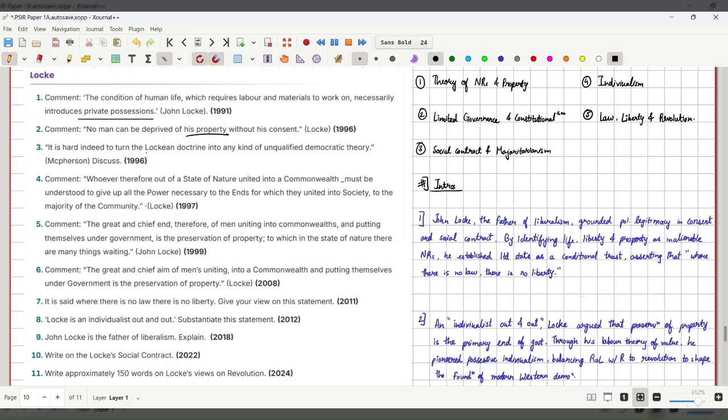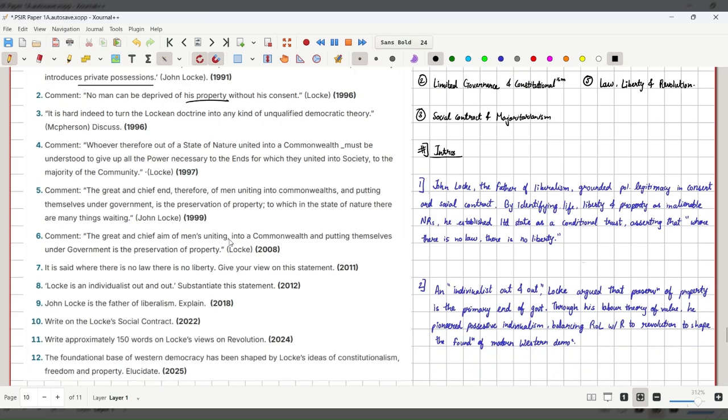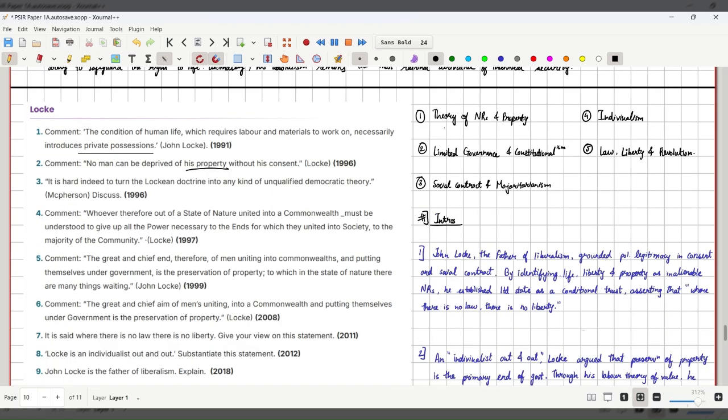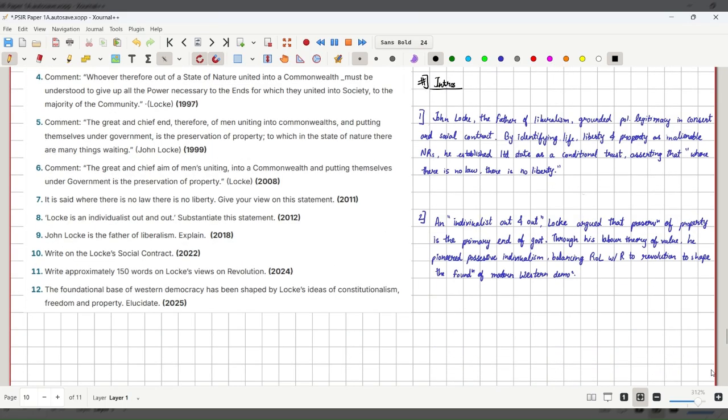So basically, when you see all these PYQs, I have mapped them into five themes. They are theory of natural rights and property, limited governance and constitutionalism, then social contract and majoritarianism, then individualism and law, liberty, and revolution. Then these are the intros.